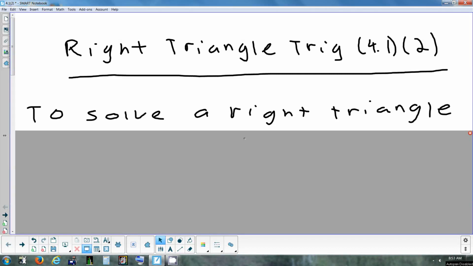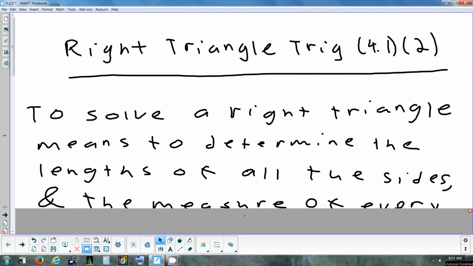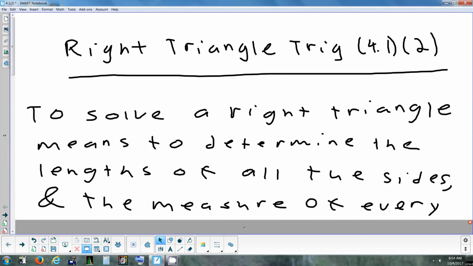Does anyone have an idea what they think it means to solve a triangle? What do you think you have to figure out? Connor? Yeah, so how many things do you have to figure out? Well, yeah, you got to figure out two of the angles because they're always going to give you a 90. And then you got to figure out all the sides. Usually they're going to give you at least one of them, okay? Because they got to give you a little bit of information to start with.